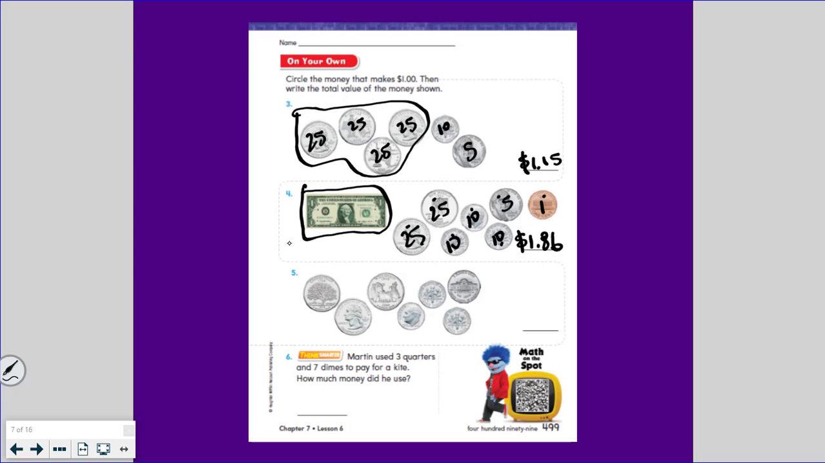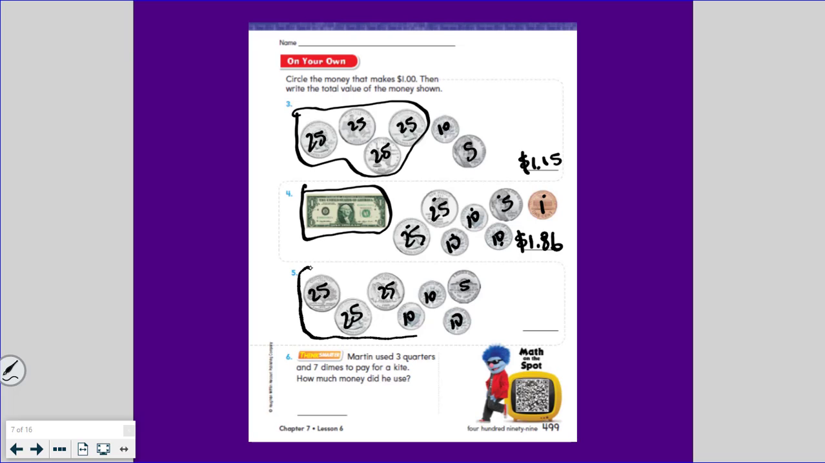Let's see. Again, I'm going to label my coins because it's just a good strategy to use. Helps you not get confused. And these little guys are dimes. And then a nickel. So 1 quarter is 25, 2 quarters is 50, 3 quarters is 75. So we're not at $1 yet. And then I got 2 dimes and a nickel. Remember that 2 dimes and a nickel is the same thing as saying 25 cents. 10, 20, 25. So that's right.